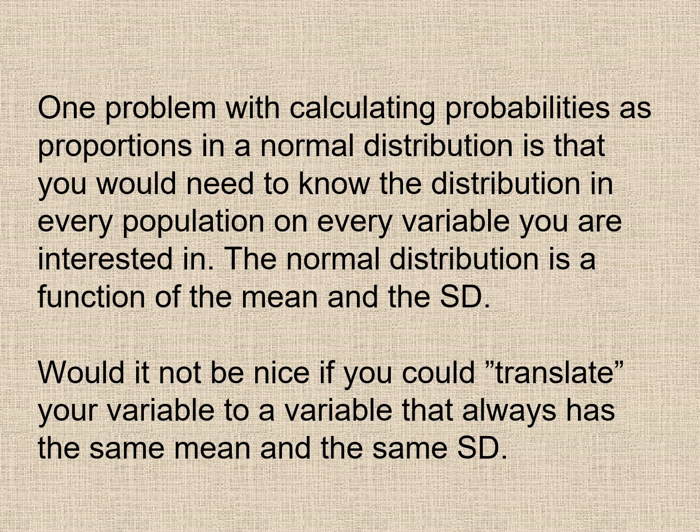So wouldn't it be nice if we somehow could take a variable and translate it to some other variable that always has the same mean and the same standard deviation? Because if we could do that, then we could use the same frequency distribution in order to calculate probabilities, independently of what variable we are speaking about and in what population we want to calculate the probabilities. And of course, the nice thing is that we know how to do this by now.